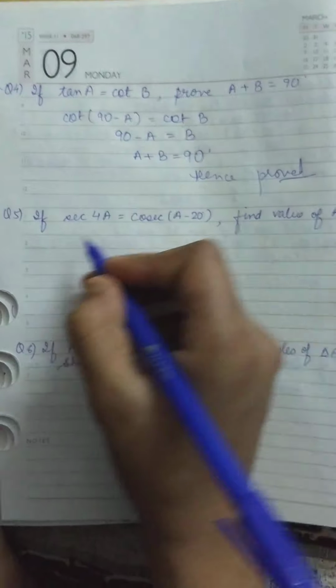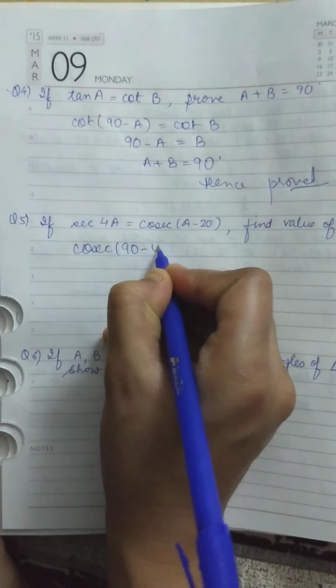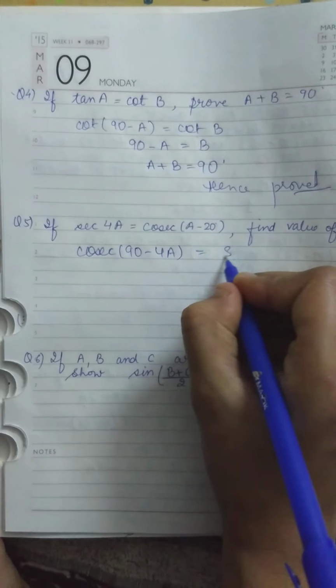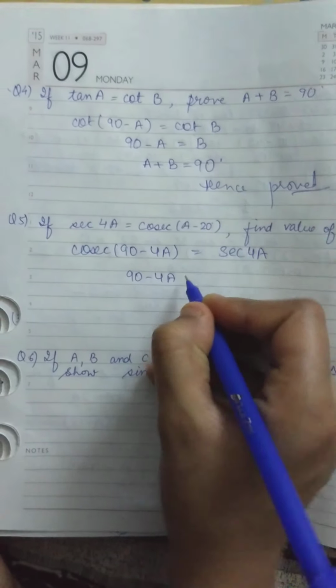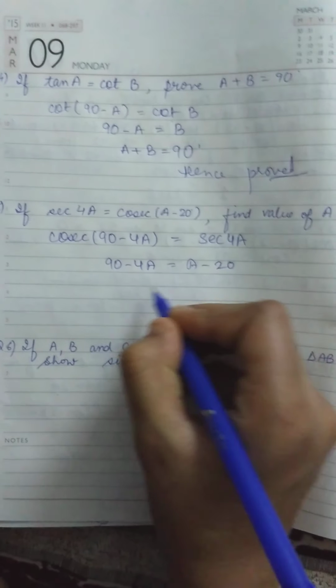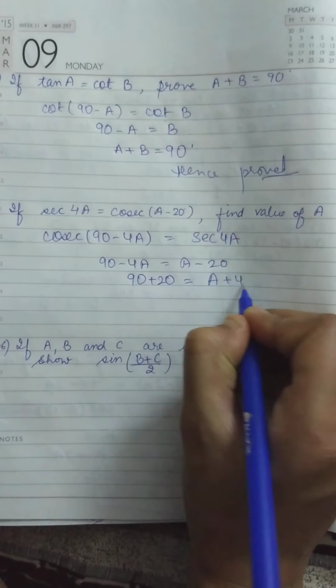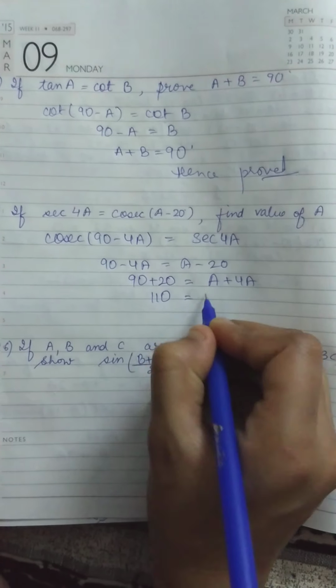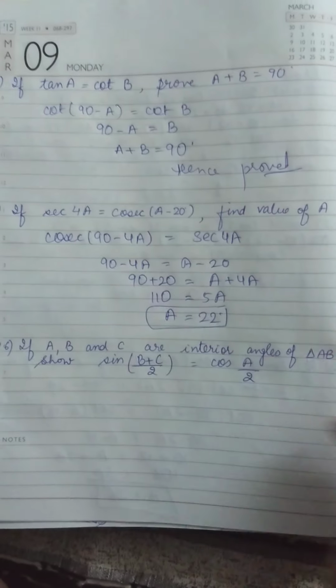Fifth, sec 4A is equal to cosec A minus 20. Sec 4A can be written as cosec 90 minus 4A because cosec 90 minus theta is equal to sec theta. So 90 minus 4A is equal to A minus 20. So 90 plus 20 is equal to A plus 4A. This comes out to be 110 is equal to 5A. A is equal to 22 degrees.